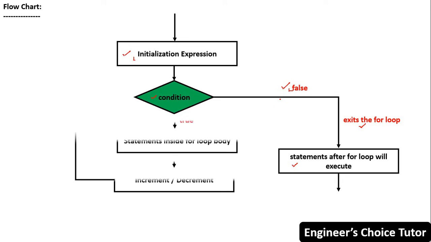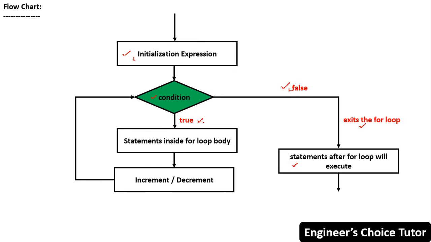Now suppose the condition is true. Then the statements inside the for loop body will execute. At last, expression 3 will execute, which is generally an increment or decrement expression. And then the condition check will take place once again. So the statements inside the for loop body will execute multiple times until the condition is true, and the increment or decrement expression will also execute. I hope you are pretty clear with the flow now.